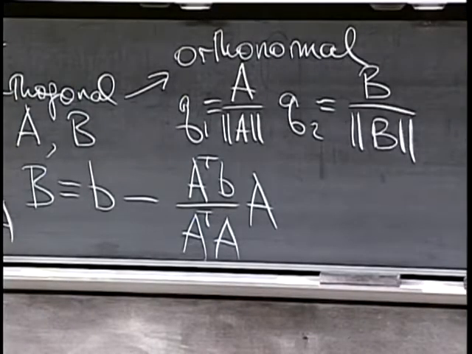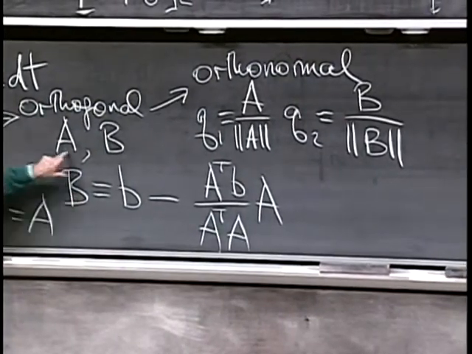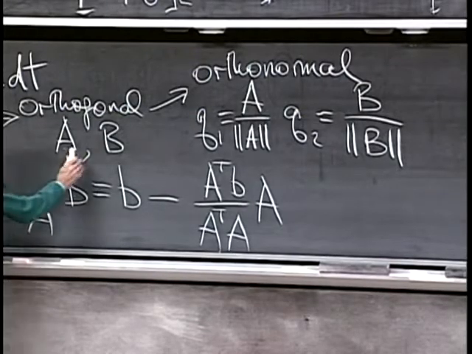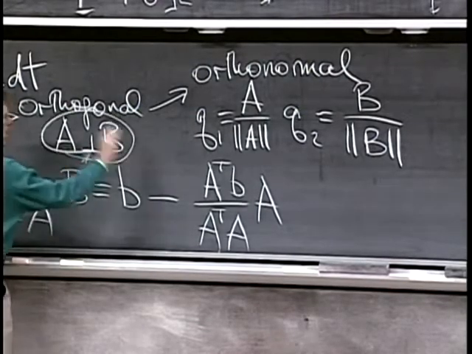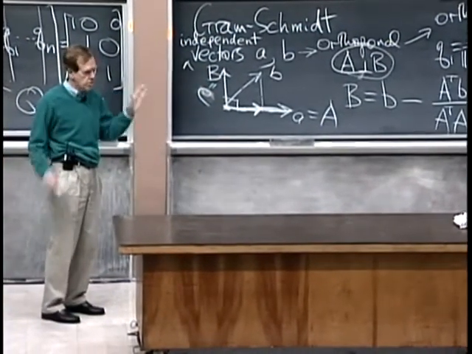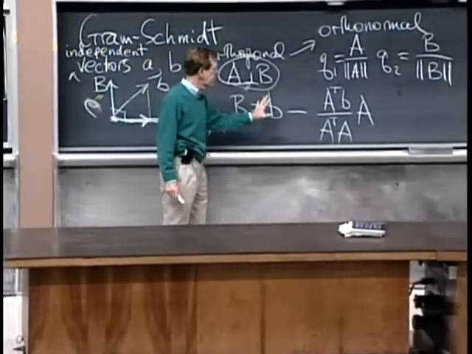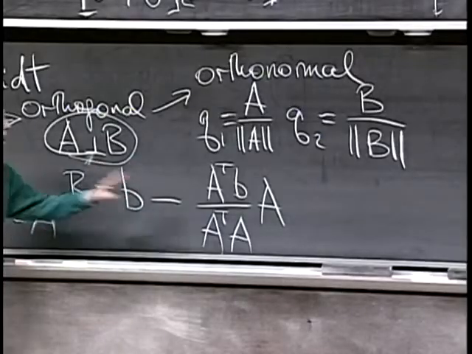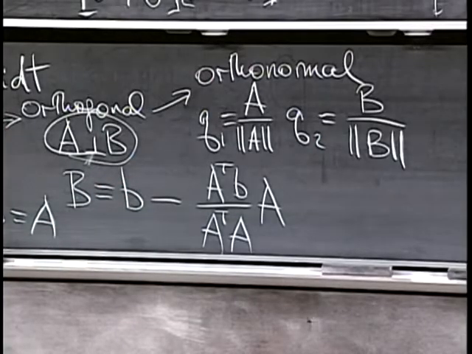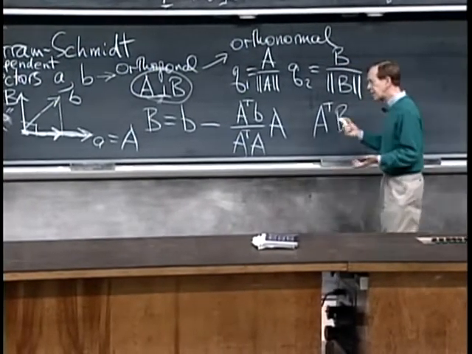So let's just see that. What am I saying here? I'm saying that this vector B is perpendicular to A, that these are orthogonal. A is perpendicular to B. Can you check that? How do you see that? Yes, of course, our picture is telling us, yes, we did it right. How would I check that this vector is perpendicular to A? I would multiply by A transpose, and I better get 0, right? A transpose B should come out 0.